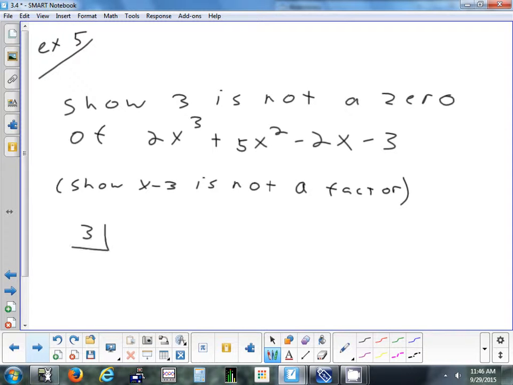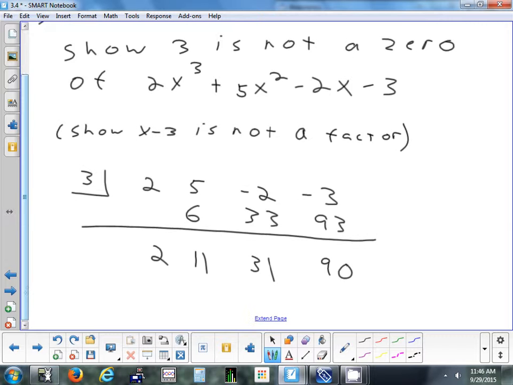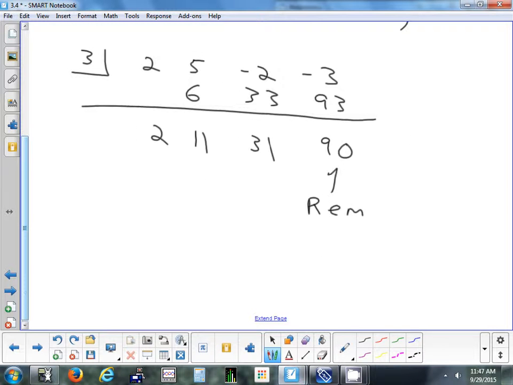So 3 on the outside. Coefficients, I think this time they're all there. 2, 5, -2, -3. And John, can you kind of work me through what I'm going to do here? Yeah, you're going to bring the 2 down? Yep. And then do 3 times 2? Yep. 6. And then add, so 11 and 33. And then add, so it's 31. Yep. And then 93. And then add, so it's 90. What's my remainder? 90. All right, so our remainder is 90.